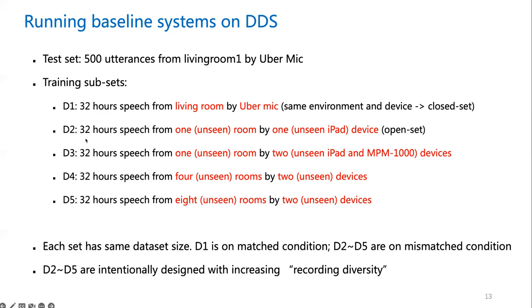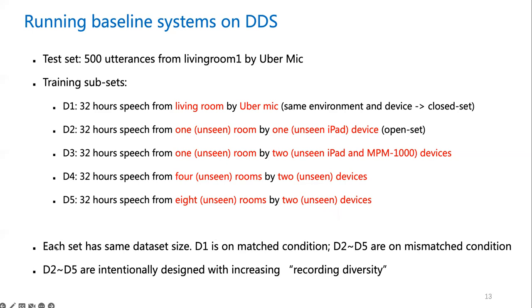The D2 also has 32 hours speech from one unseen room by using one unseen device. So it is regarded as open set. The D3 also has 32 hours speech recorded in one unseen room by 2 unseen devices. D4, the speech data recorded in 4 unseen rooms by 2 unseen devices. The D5 is from 8 unseen rooms and 2 unseen devices.